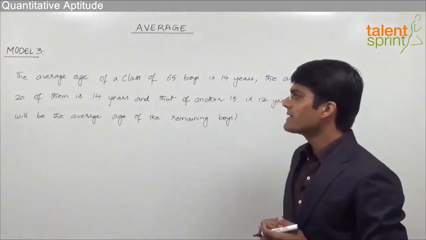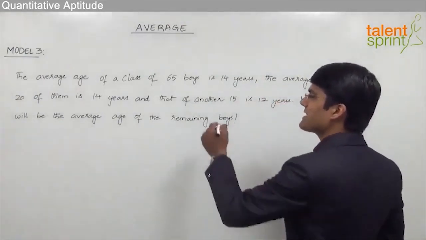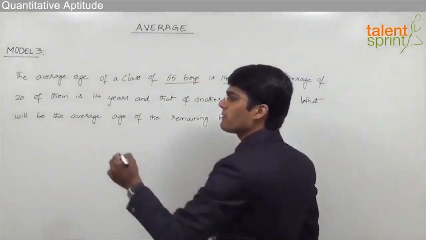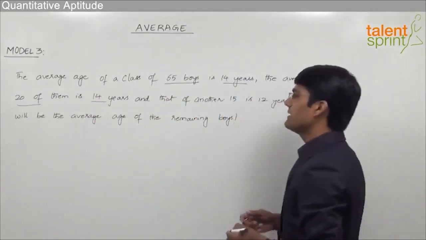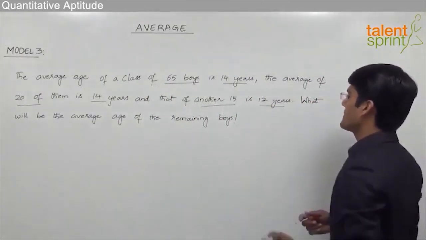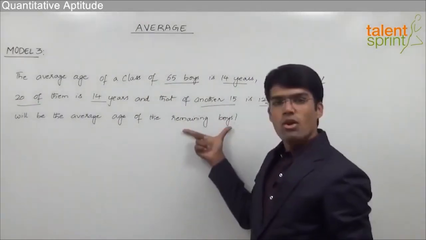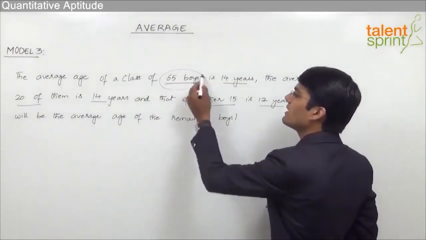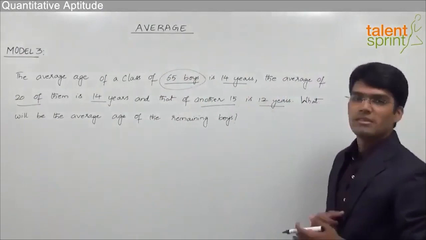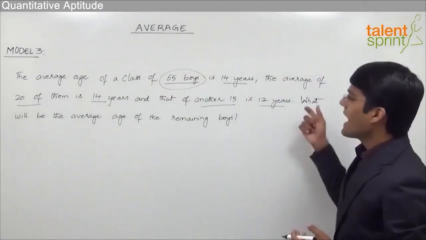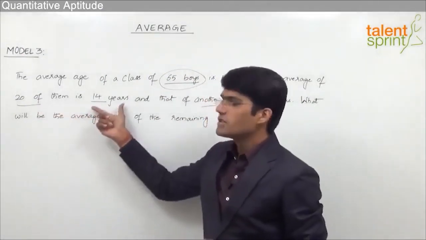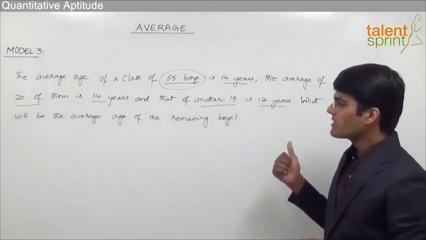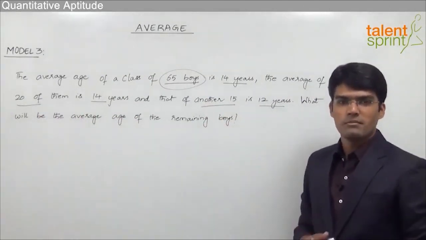The given question here is, the average age of a class of 65 boys is 14 years. The average of 20 of them is 14 years, and that of another 15 is 12 years. So what will be the average age of the remaining boys? As you can see here, the average age of the whole class of 65 boys is given, that is 14 years. And then the average of a group of 20 of them is given, which is 14 years. And another group of 15 boys is 12 years. And we are supposed to find out the average age of the remaining boys.